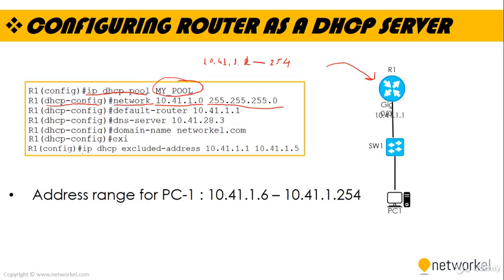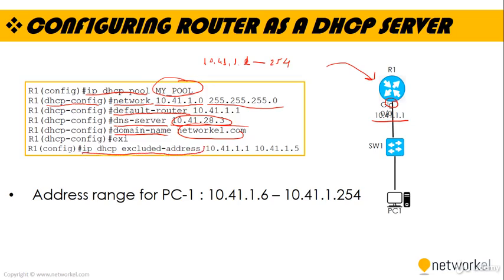Then we're defining a default router, which is the default gateway, and the default gateway of this network will be this interface of this router, which is 10.41.1.1. Then we are defining a DNS server, and our DNS server will be this. Then we are also defining a domain name, which is network1.com. As you can see in the last command, I'm defining something more.